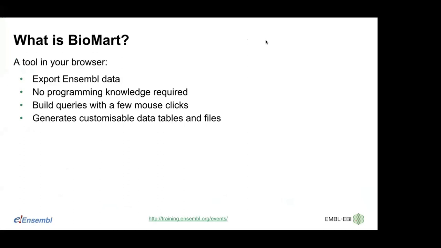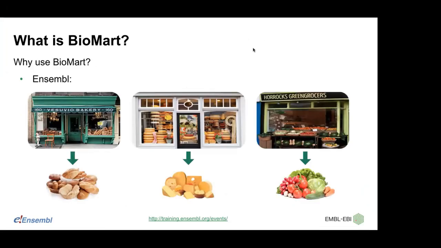So BioMart is great for things that could be time consuming, difficult, and tedious. If you wanted to download, for example, just a sequence of hundreds of genes or a genomic location of hundreds of variants, doing it one by one would take you a very long time, and it would also require you to hop from one Ensembl tab to another.